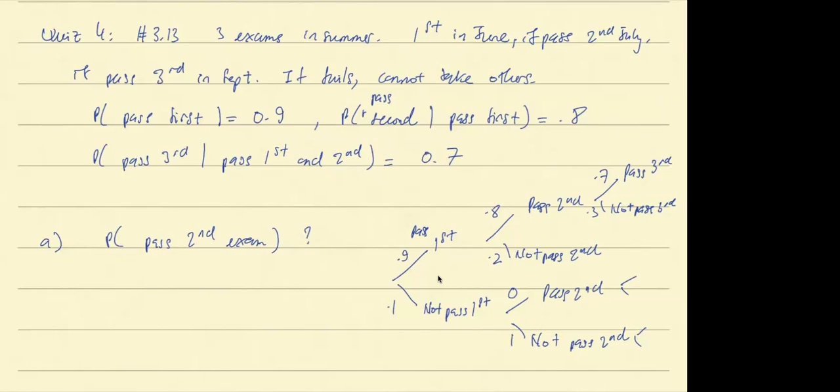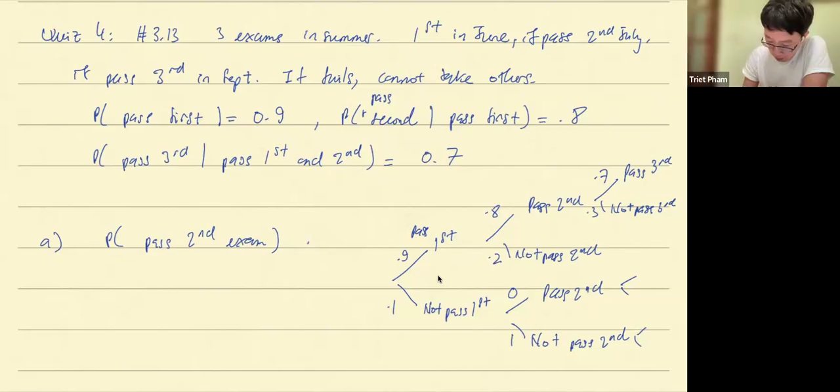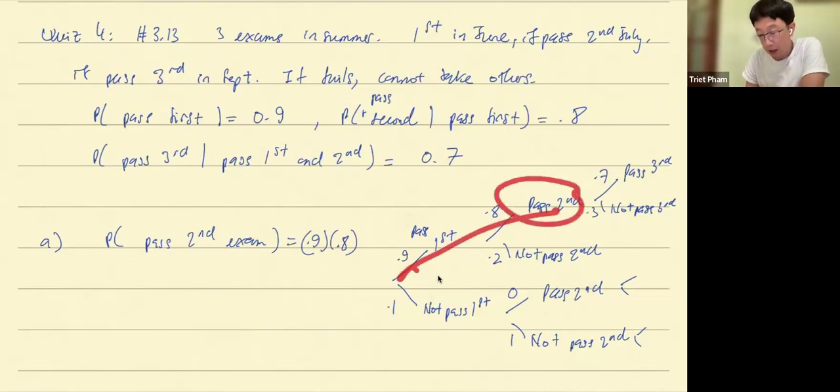So would it be 0.9 times 0.8? Correct, right? Exactly. Because that's the only one where she will pass the second exam. This one she won't pass. So it's 0.9 times 0.8.